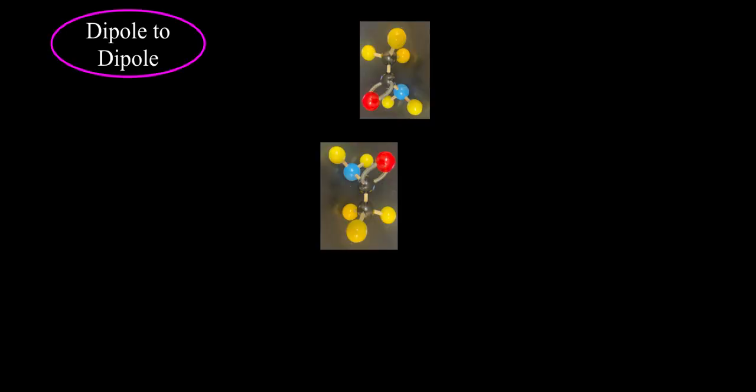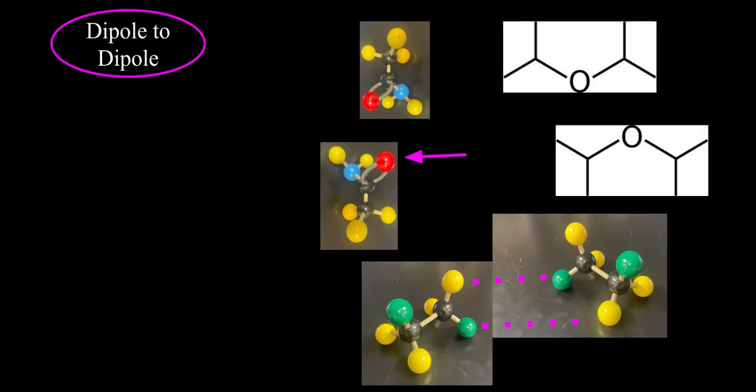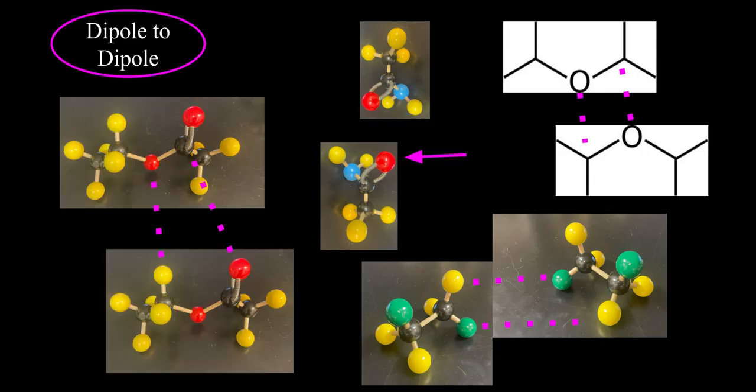Dipole-dipole: this is when you've got a polar bond that's not hydrogen to a fun element. Here you can see it between this carbon and oxygen. Here it's between chlorine and carbon. Here it's oxygen to carbon again, and then oxygen to carbon again. These are all dipoles, just different ones than the ones particular to hydrogen bonding.